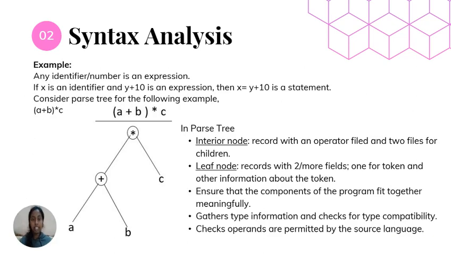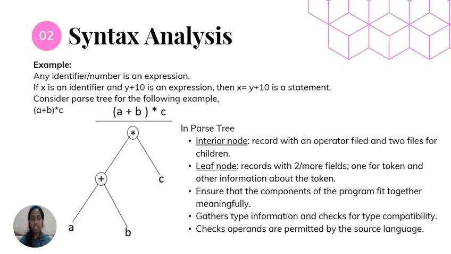Example: any identifier or a number is an expression. If x is an identifier and y + 10 is an expression, then x = y + 10 is a statement. Consider the parse tree for the following example: (a + b) * c. In the parse tree, an interior node records an operation field and two fields for the children.